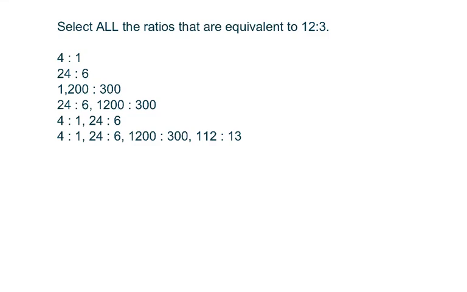Select all the ratios that are equivalent to 12:3. So for this problem, I'll start by thinking about whether I can simplify 12:3. And in fact, this ratio can be simplified by a factor of 3. So if I divide 12 by 3, and I do 3 divided by 3, both of them can be simplified. And so that will leave me with a new ratio, 4:1.